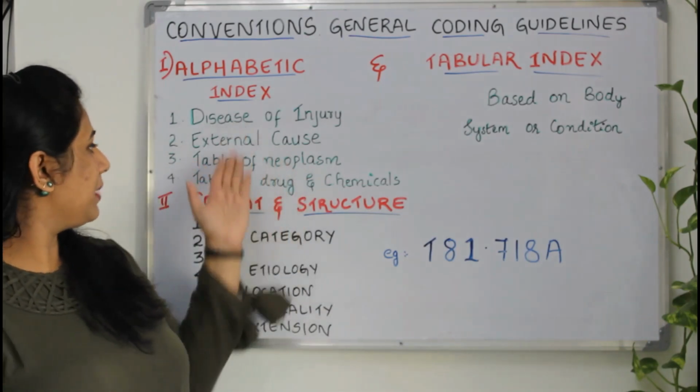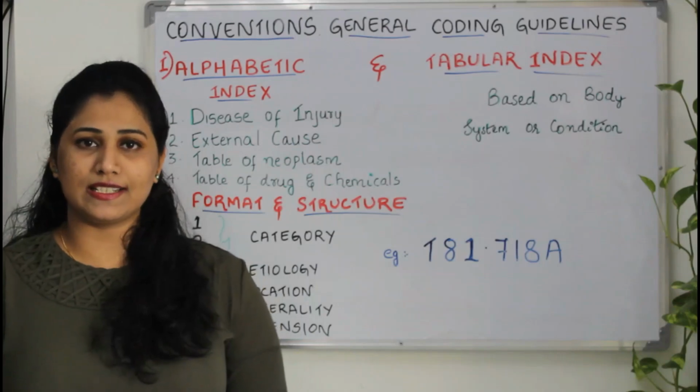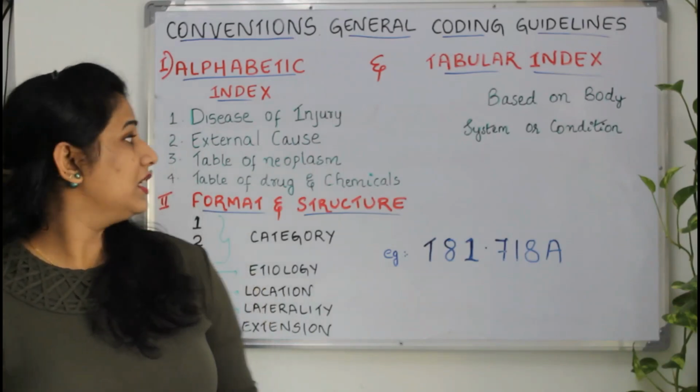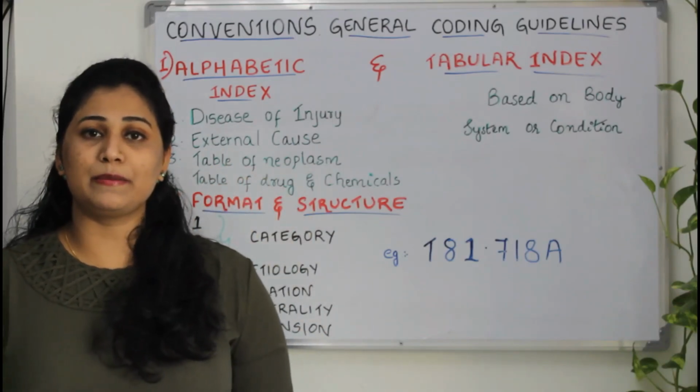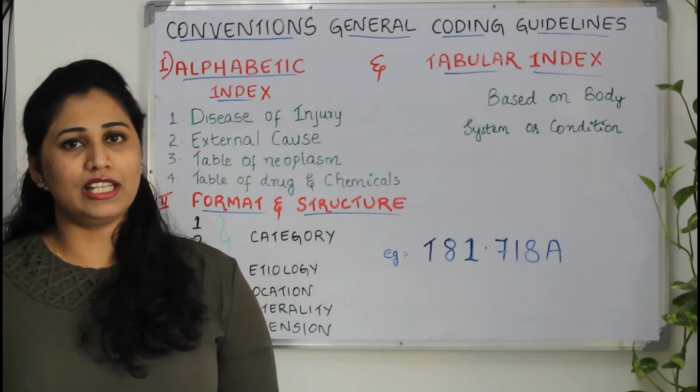Okay, so these are the main 4 things which come under the alphabetical index. The first one is the disease or injury, the second one is the external causes, then comes the Neoplasm table, and the fourth one is the drugs and chemical table.